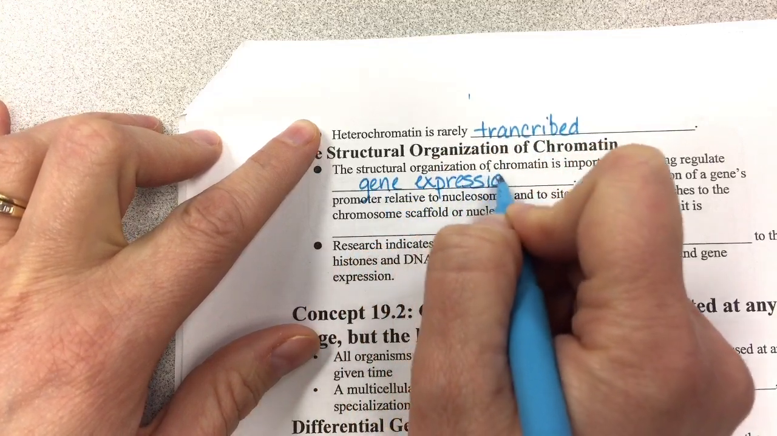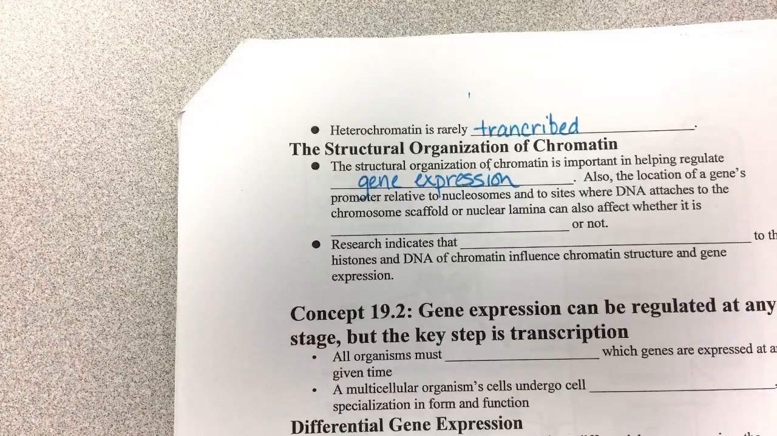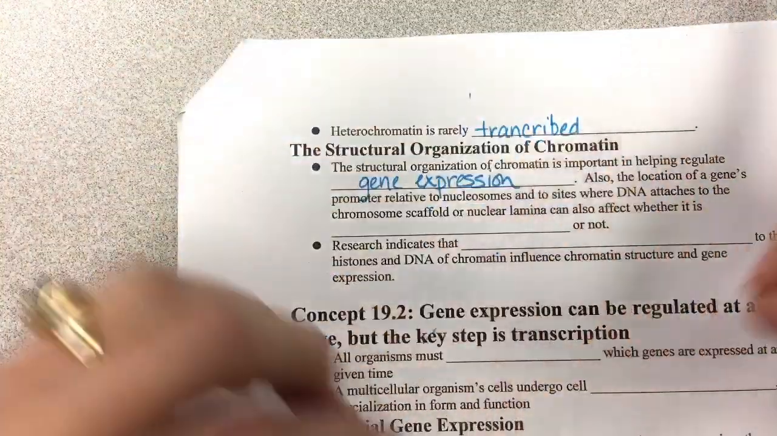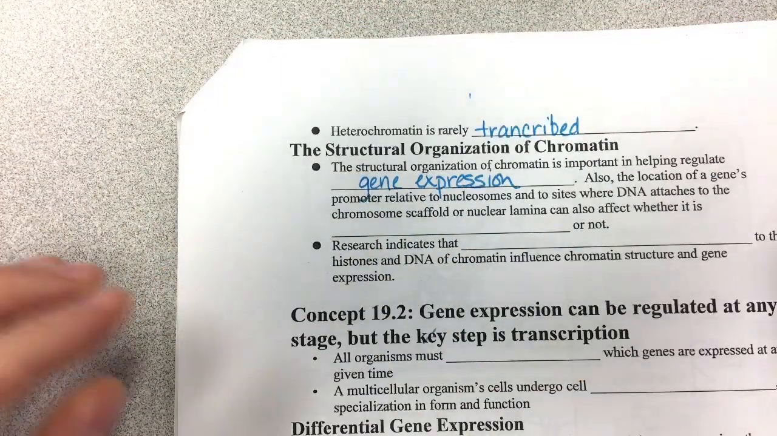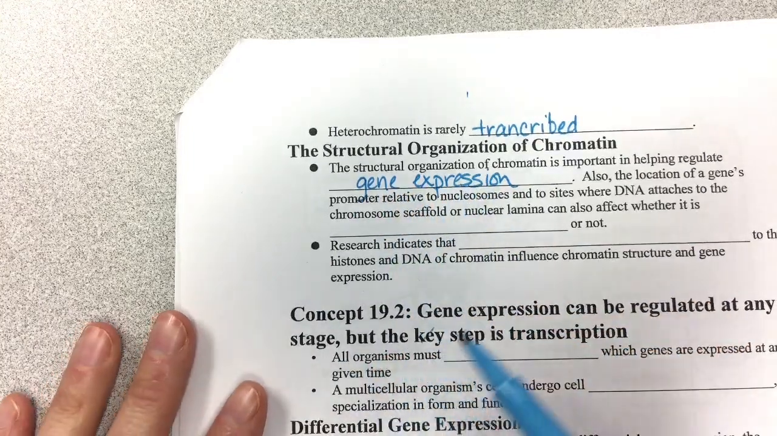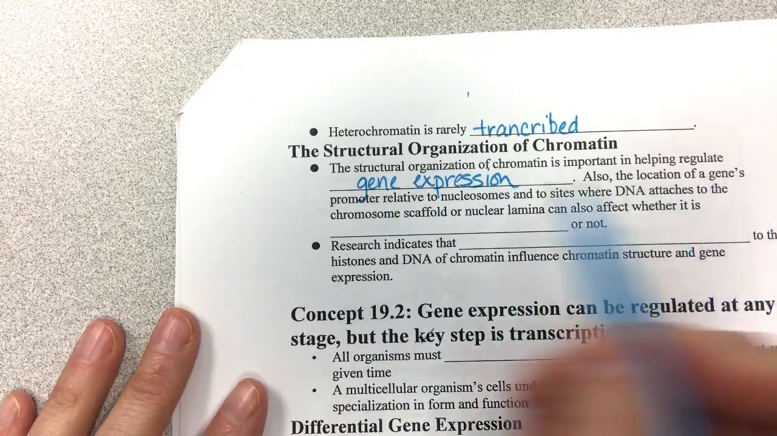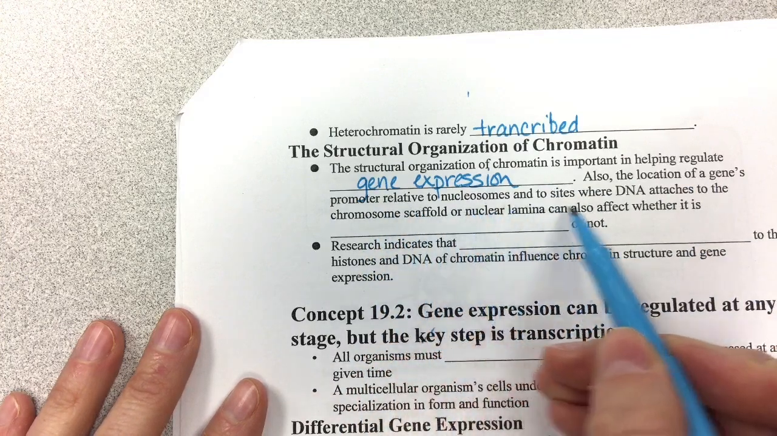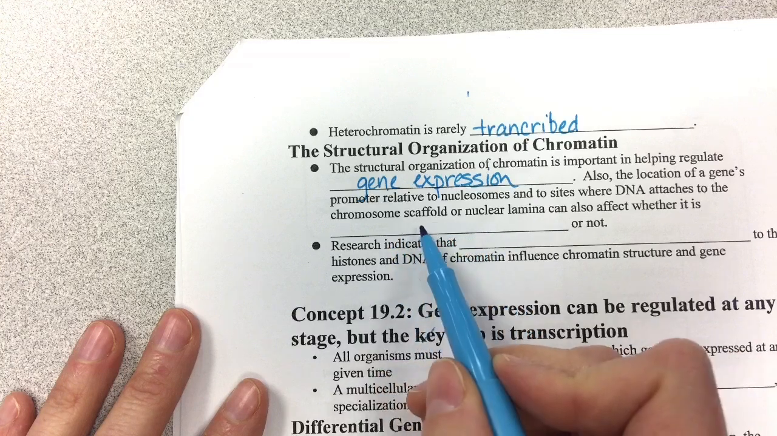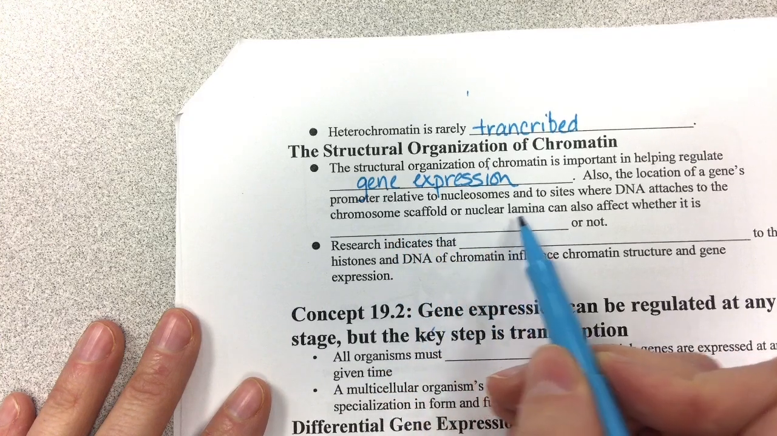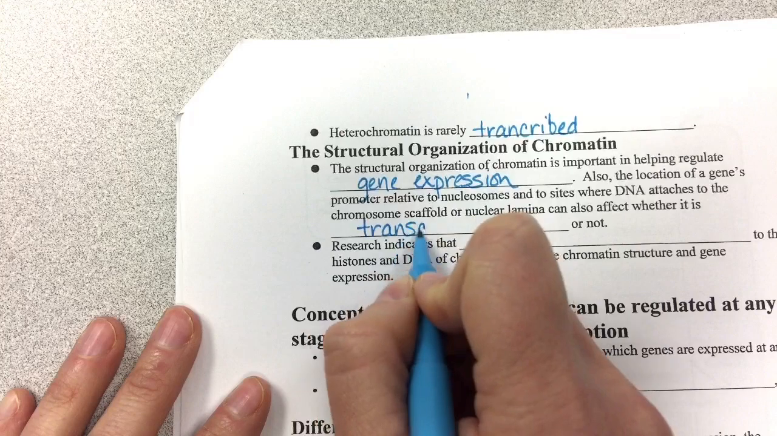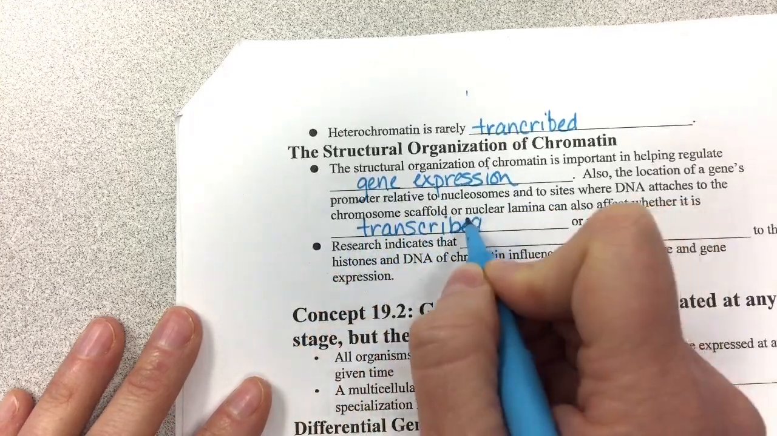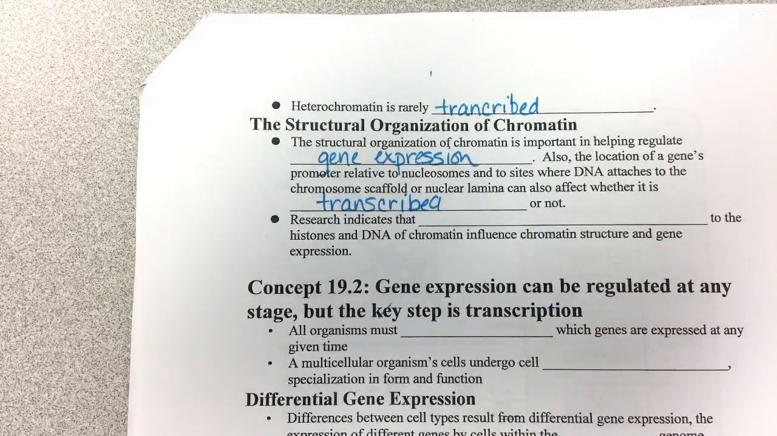This is what I said is the nitty-gritty of what Chapter 19 we're going to talk about: turning genes on and off and how that occurs. And one thing has to do with heterochromatin that doesn't loosen back out and relax, that can't be expressed, and so that affects gene expression. Also, the location of a gene's promoter relative to nucleosomes and to sites where DNA attaches to the chromosome scaffold or nuclear lamina can affect whether or not it is transcribed. We're going to build on that as we go. So I'll talk about the chromosome scaffold and the nuclear lamina as we get into this.